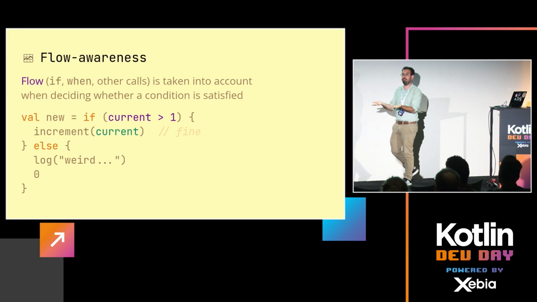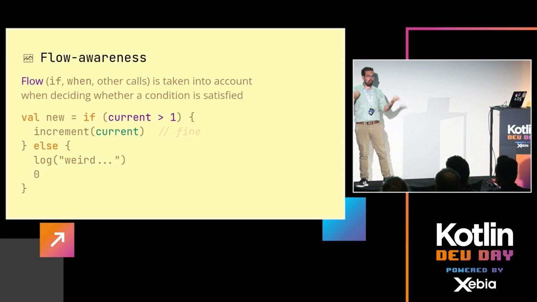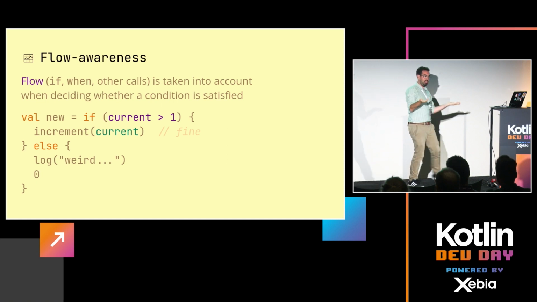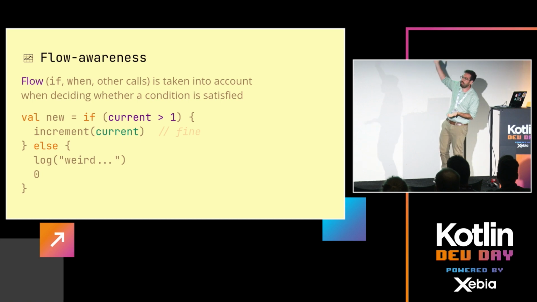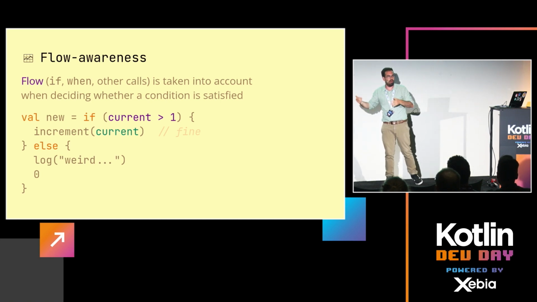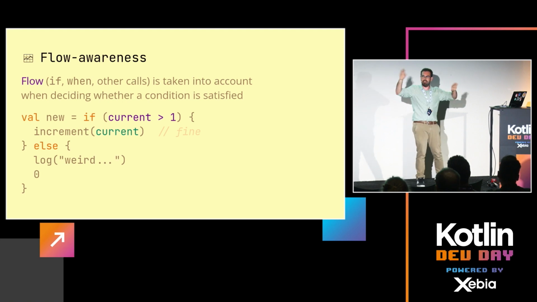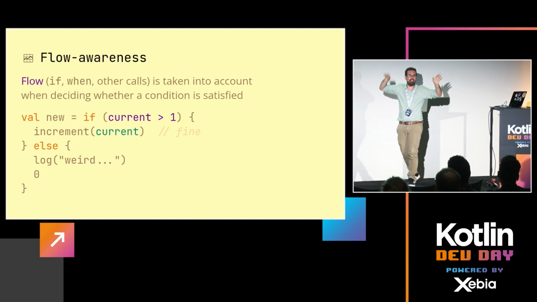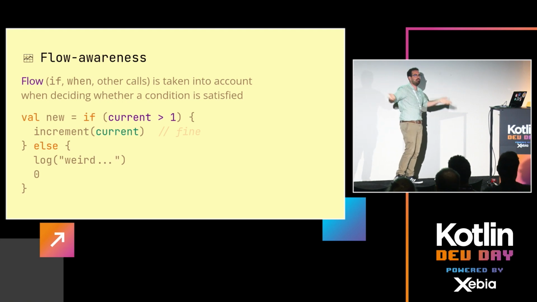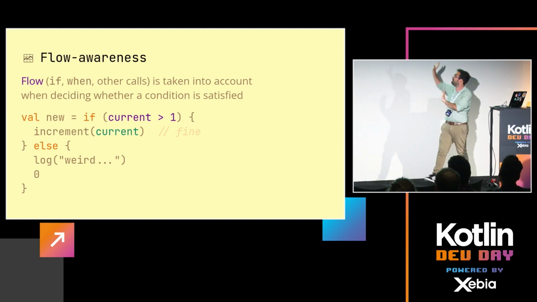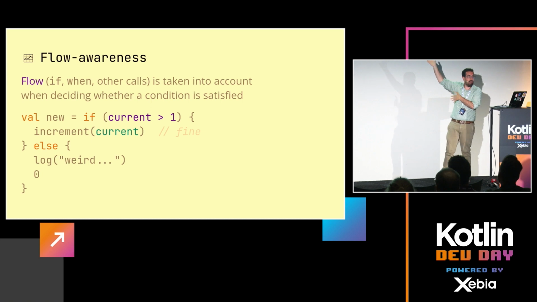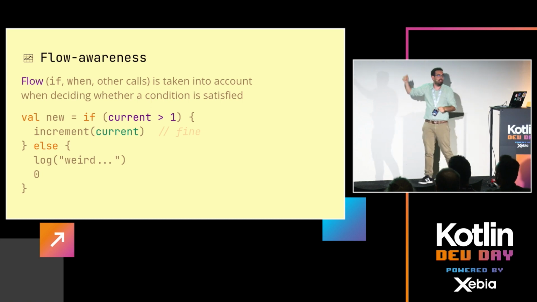Because what we asked for is that the argument of increment needs to be greater than 0, and we only call increment when current is greater than 1. So if something is greater than 1, assuming that we don't have overflows and all weird stuff, then it's also greater than 0. So this is fine. This is okay. Arrow analysis won't tell you anything, which means your code is correct.